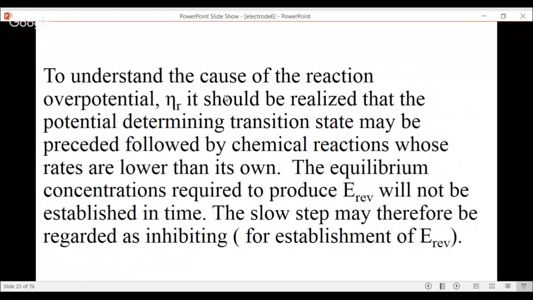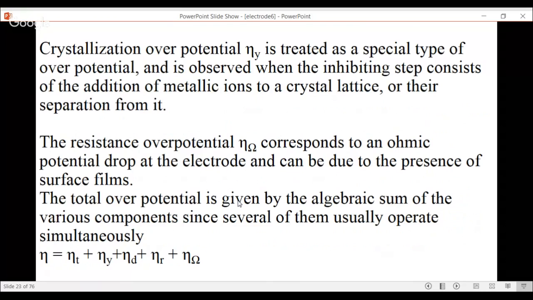To understand the cause of reaction over potential, it should be realized that the potential determining transition state may be preceded or followed by chemical reactions whose rates are lower than its own. The equilibrium concentrations required to produce reversibility will not be established in time. The slow step may therefore be regarded as inhibiting the establishment of reversibility.